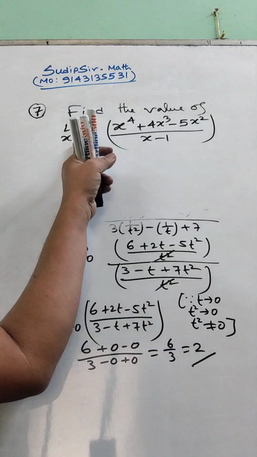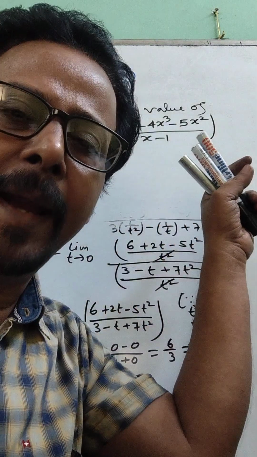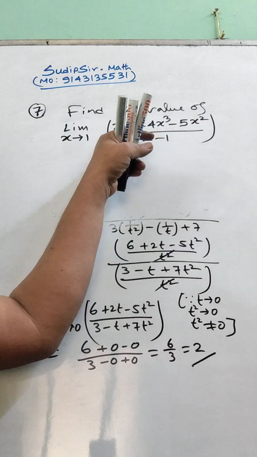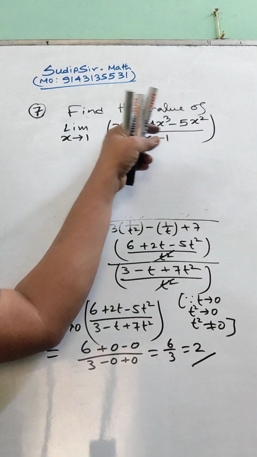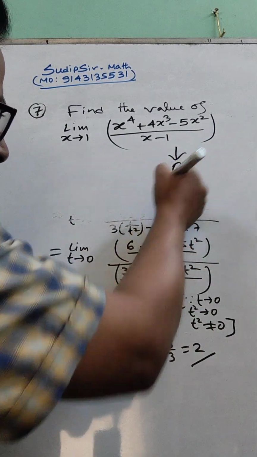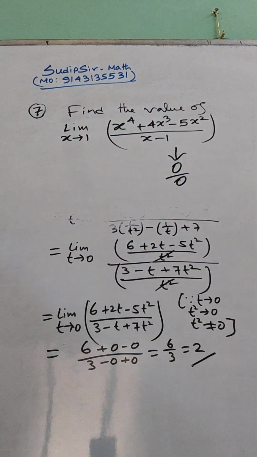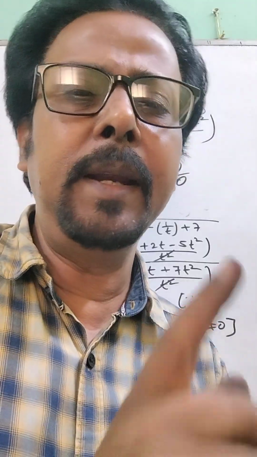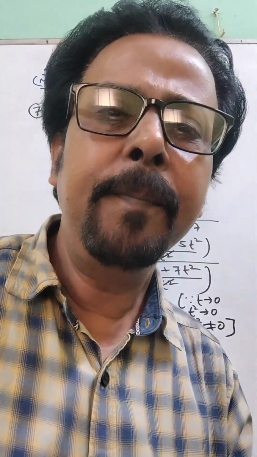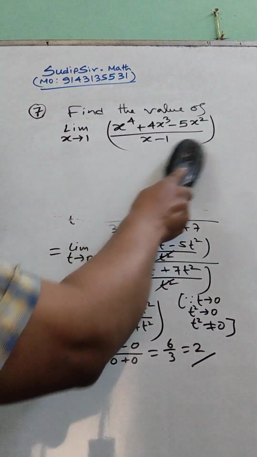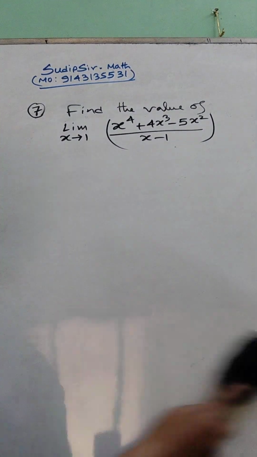So it is clear, if you put x equal to 1, the denominator will be 1 minus 1, 0, and the numerator is 1 plus 4 minus 5, 0. So clearly it is 0 by 0 form. So we have to remove that factor only, then you will get the limit. To remove that, you have to factorize the numerator.